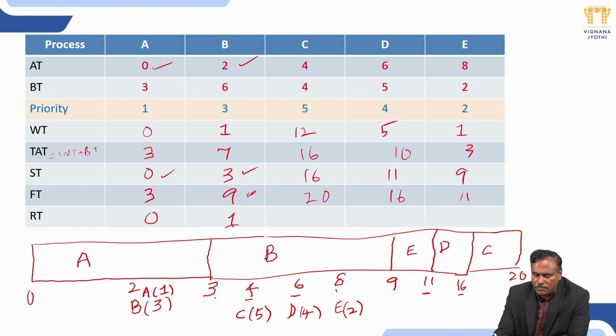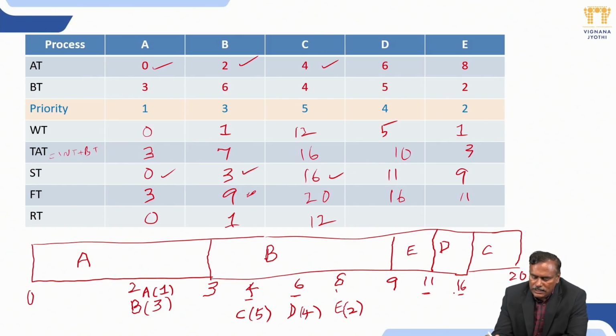What is the response time of the process C? This is start time and this is arrival time. 16 minus 4, that is 12. Process C entered at 4, waited till 16 in order to get its response. Difference of 4 and 16, that is 12 only, this way.